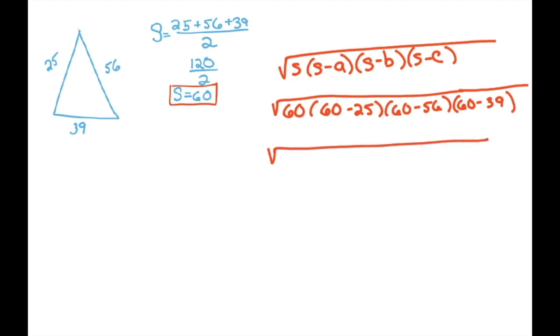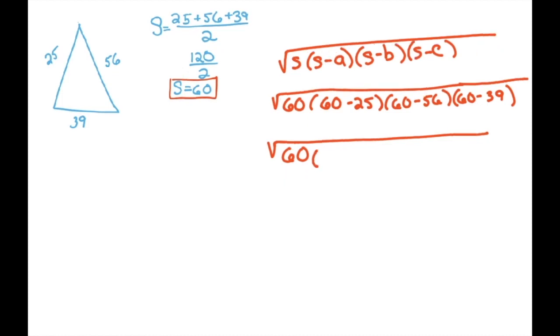And now I will start that subtraction. 60 minus 25 is 35 times 60 minus 56 is 4 times 60 minus 39, which is 21. Now this is a lot of multiplication to do, even if I did it off to the side. 60 times 35 times 4 times 21.